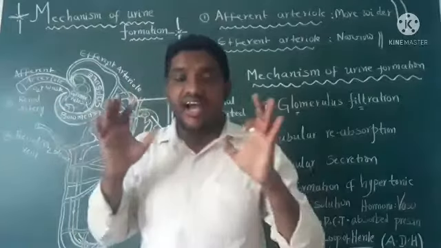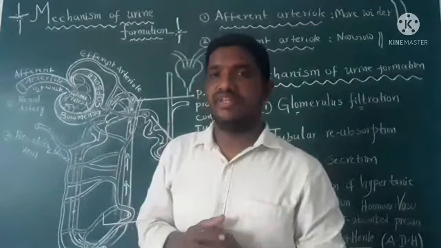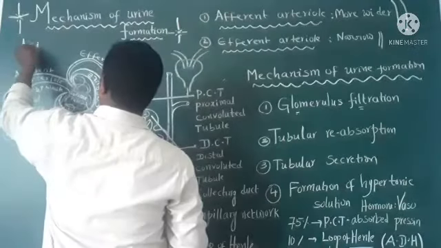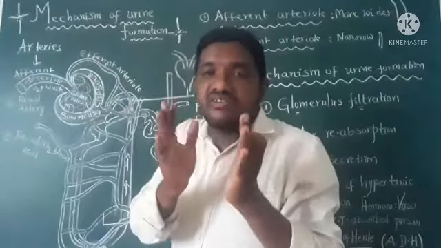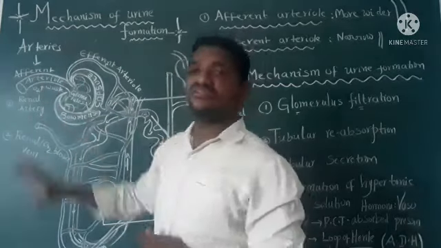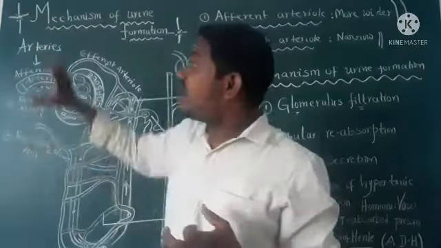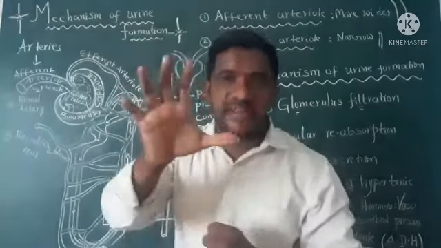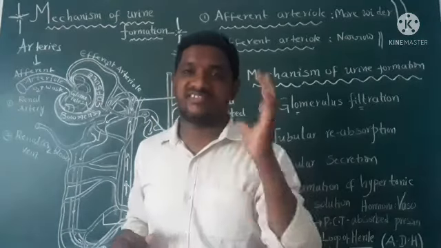See here, the afferent arteriole is present. What is the afferent arteriole? Arterioles are formed from arteries. Arteries divide into finest blood vessels; those are called arterioles. What is the main function of arteries? Arteries are blood vessels which supply oxygenated blood to the kidneys along with waste products.